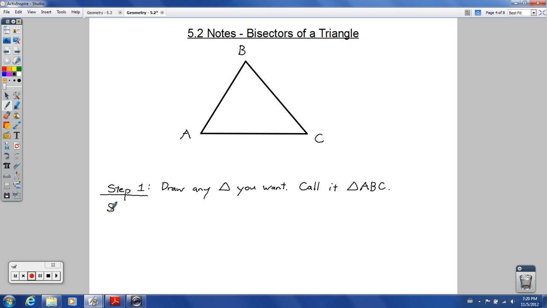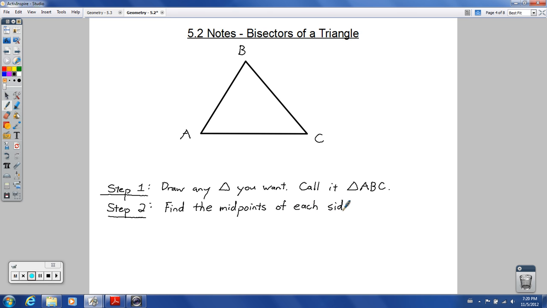Alright, step 2. The first one we're drawing here is with perpendicular bisectors. The next one we'll draw will be with angle bisectors. But perpendicular bisectors cut the segments of the triangle in half. So we're going to need to find the midpoints of all the sides of the triangle. So let's do that next. So find the midpoints of each side.